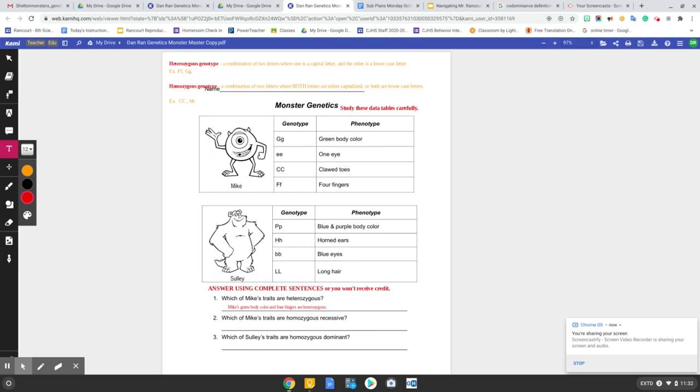Hi there, this is Mr. Rancourt, and I'm going to give you a quick tutorial on how to do this assignment called Monster Genetics. The first thing that we need to review is these two definitions right here.